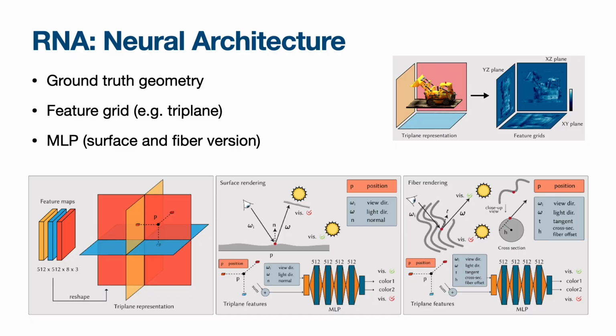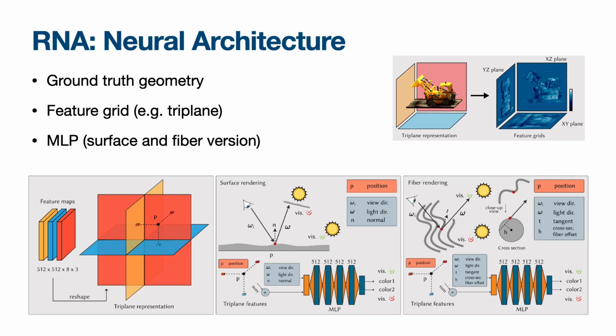The architecture here is actually fairly simple. We assume ground truth geometry given to us from somewhere else. We just need to texture map it with features and then use an MLP. Given a point, we query the feature, and we know the incoming and outgoing directions and a few other details, and it returns the final color. And the features can be done using a triplane. They can be done using other things.